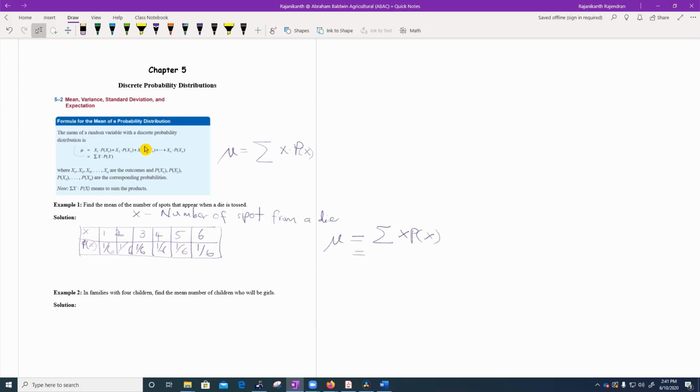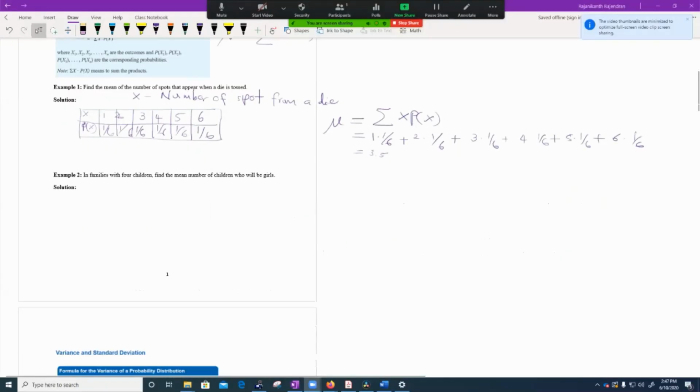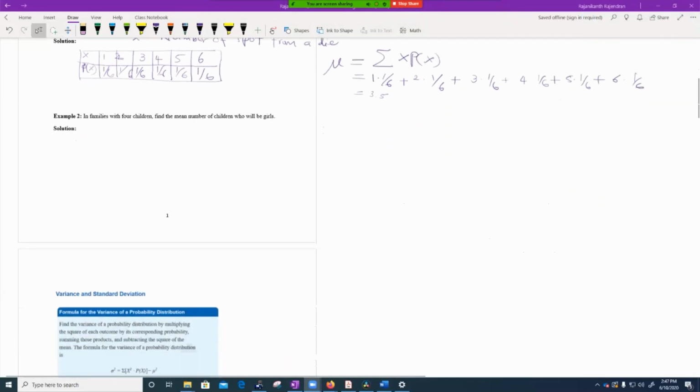So my first x value is 1, then multiply that 1 with its probability 1 over 6. Then sum the next one, 2 times 1 over 6 plus 3 times 1 over 6 plus 4 times 1 over 6 plus 5 times 1 over 6 and 6 times 1 over 6. So if you simplify these all, you will get 3.5. That means on average when you roll a die, you will get 3.5. Okay, so let's move to the next problem.